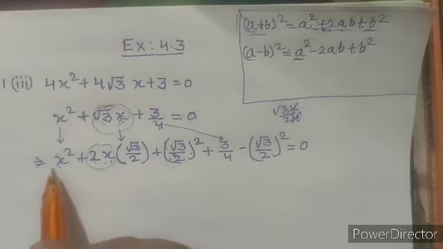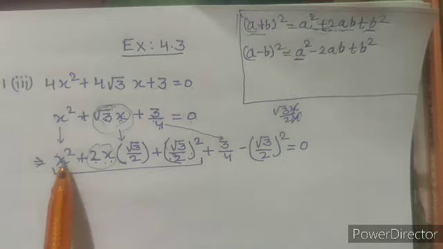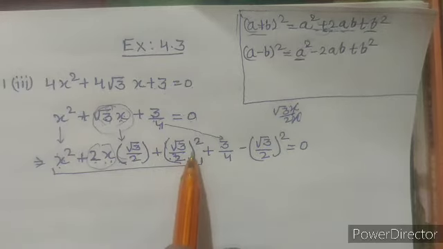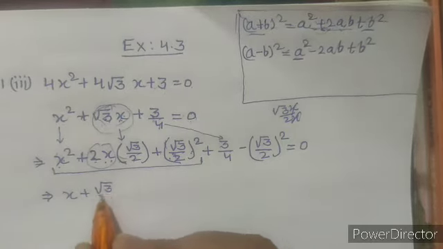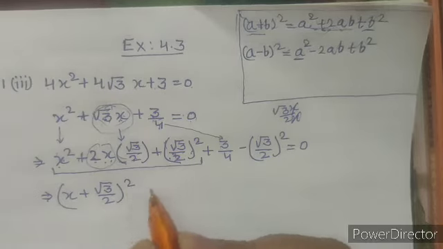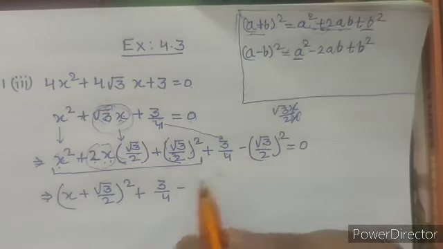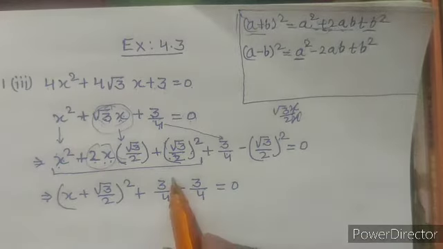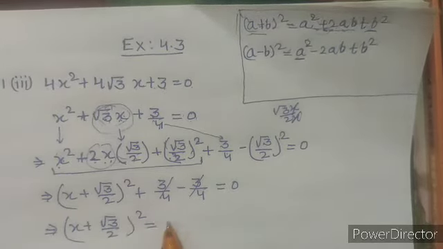Now as you see here, from x square to (root 3 by 2) square, that was x square plus 2x into root 3 by 2 plus (root 3 by 2) square. This is the formula for (x plus root 3 by 2) whole square. Now the remaining two terms are 3 by 4 minus, now square of root 3 will be 3 upon 2 square, 2 square will be 4, and these two will cancel out. So we are getting (x plus root 3 by 2) whole square is equal to 0.